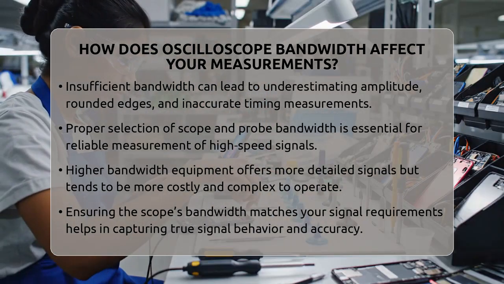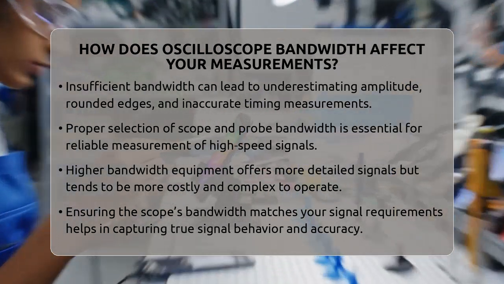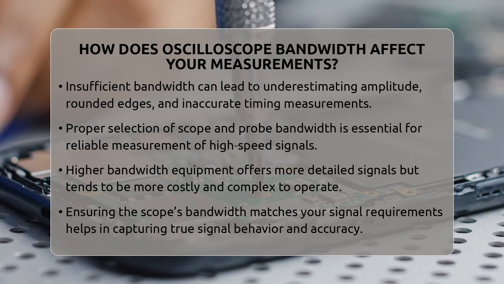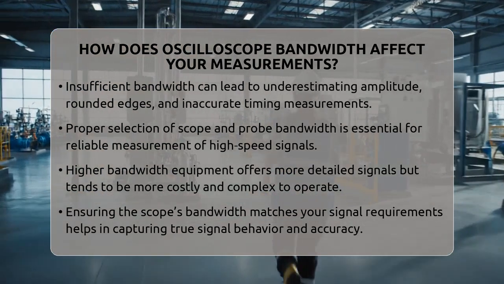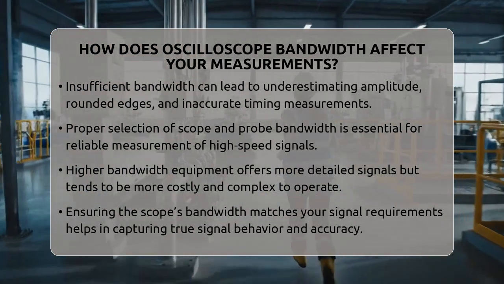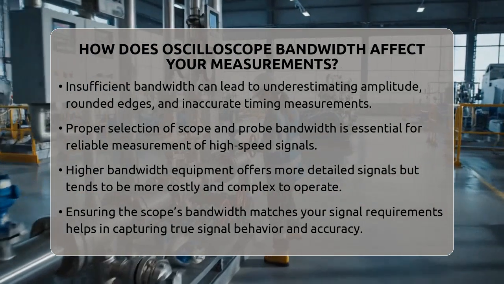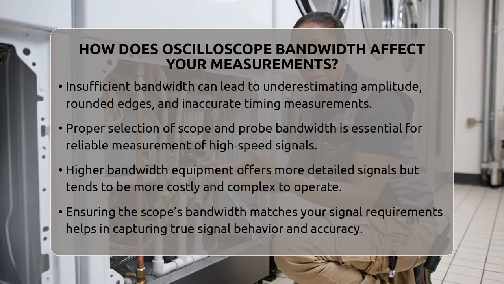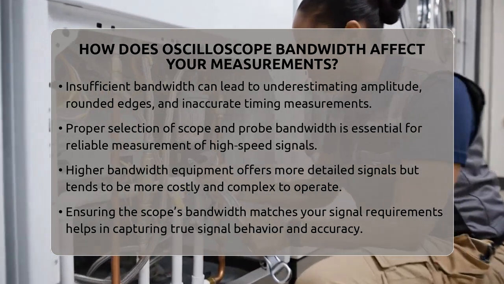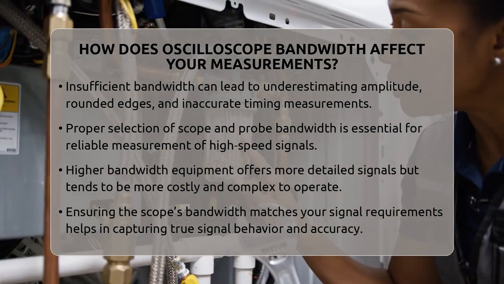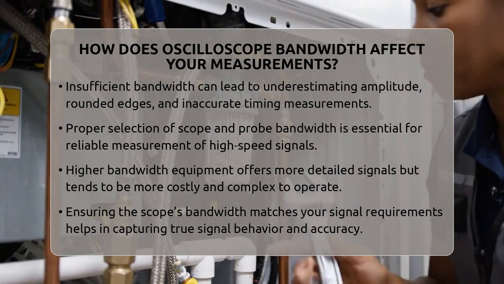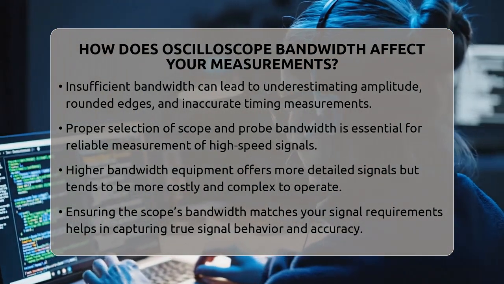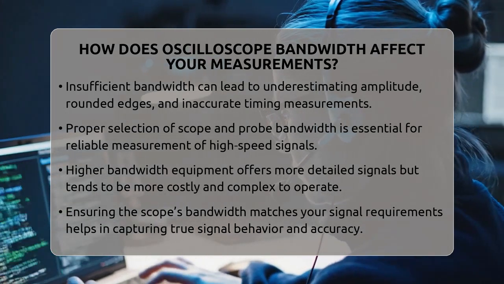Higher bandwidth scopes can capture faster signals with more detail, but they tend to cost more and be more complex to operate. Balancing your measurement needs with your budget and the signals you work with is key. In short, if your oscilloscope's bandwidth is too low, your measurements will be less accurate, and you might miss important details of fast signals. Picking the right bandwidth ensures you see the true shape, amplitude, and timing of your signals, making your electrical measurements trustworthy.